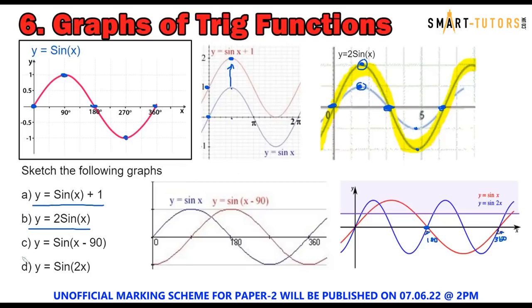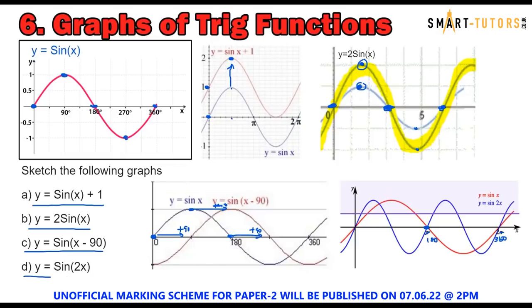That is the answer. The C part, y equals sine x minus 90. Inside the bracket is x minus 90, so you do the opposite, so plus 90. So each point of the original graph is added with plus 90. Each peak point is added with plus 90, and this one is added with plus 90. So everything is added with plus 90, and the entire graph is shifted to the right-hand side by 90 degrees.